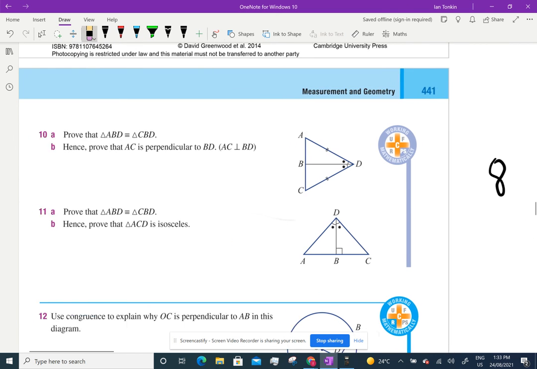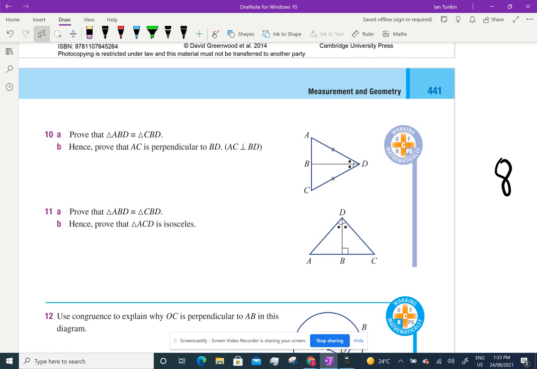Now, if they're congruent, that also will mean that that angle must equal that angle. But you don't just have to show that those angles are equal, you have to show that it's perpendicular. Well, you go, well, they're equal, and not only that, they're on a straight line. And if they're equal and they're on a straight line, they must both be 90 degrees. Let's have a look at this one.